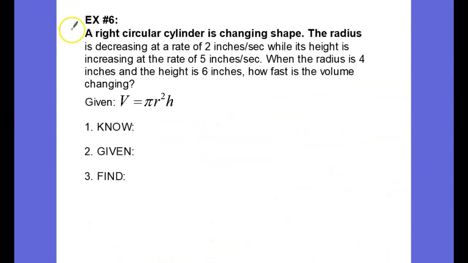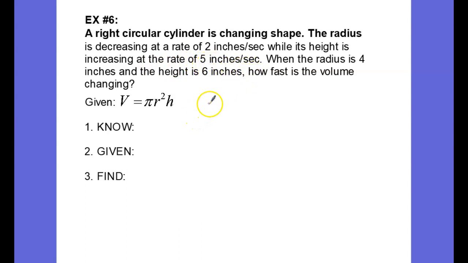Let's look at example 6. Here we have a right circular cylinder changing shape. The radius is decreasing at a rate of 2 inches per second, while its height is increasing at the rate of 5 inches per second.